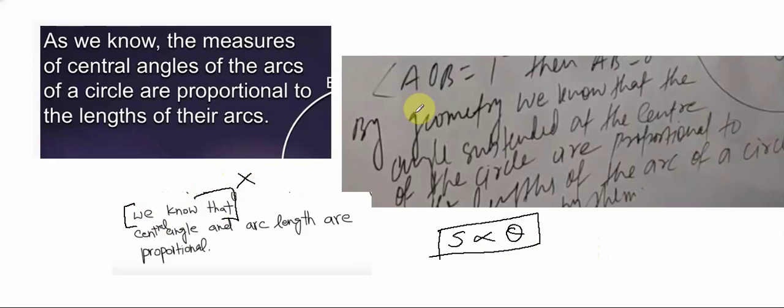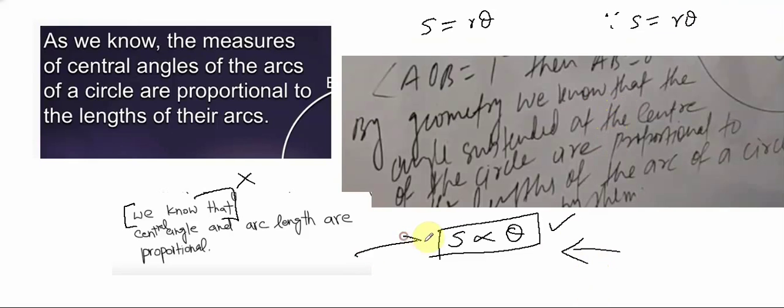So if you are using this and deriving, then in essence you are saying S is equal to r theta because the constant of proportionality is r, something that follows easily given that S is directly proportional to theta. So in this video what we are going to do is show that S is directly proportional to theta, and we will see whether or not the constant of proportionality is the radius of the circle.